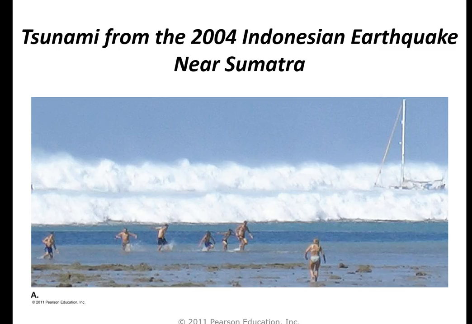So in 2004, we heard about a massive tsunami that killed hundreds of thousands of people near Sumatra in the Indonesian Ocean. This happened on the day after Christmas, 2004. And here's a picture of the tsunami coming on the shore.